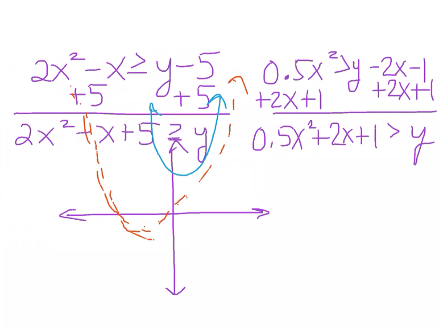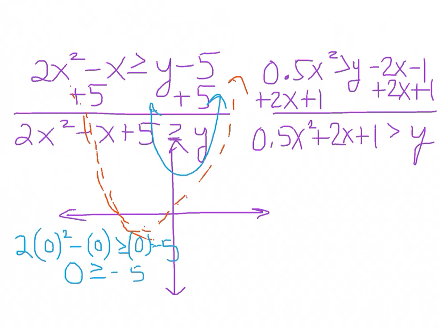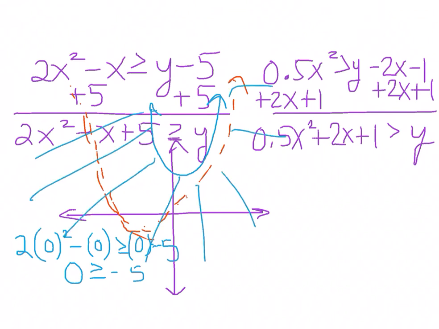For the blue one, if I put 0, 0 in there, and if I'm gonna put it back in the original problem, 2 times 0 squared minus 0 is greater than or equal to 0 minus 5. What's 0 squared? What's 2 times 0? 0. What's 0 minus 0? 0. Is 0 bigger than or equal to, what's 0 minus 5? Negative 5. Is 0 bigger than or equal to negative 5? Yeah. So for the blue one, I have to shade this way, because it was true out there, right? The red one.